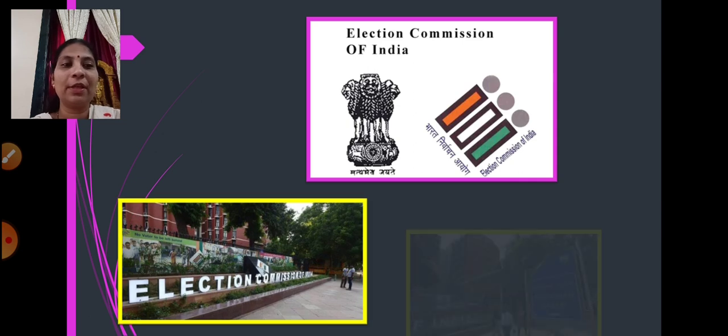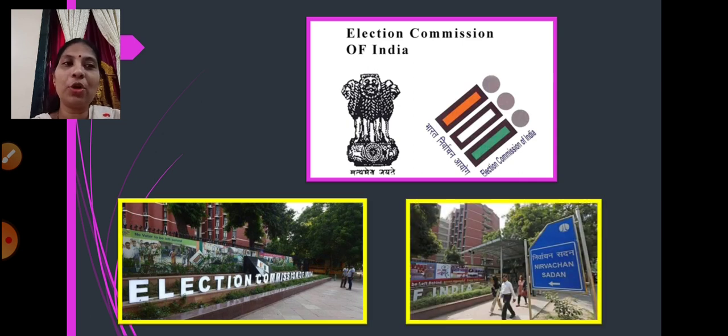Okay, so this is the symbol of the election commission of India. It is also called the Bharat Nirvachan Ayog. Okay, so that is the election house we have over here, Nirvachan Sadan. You can see over there the election commission of India. That is the building where the office of the election commission is there.